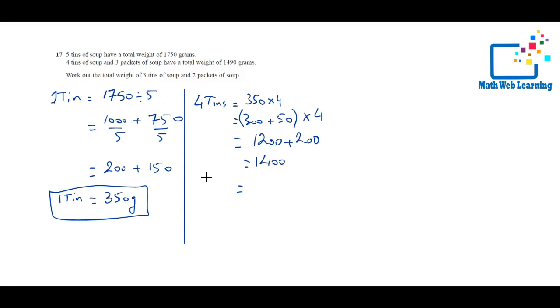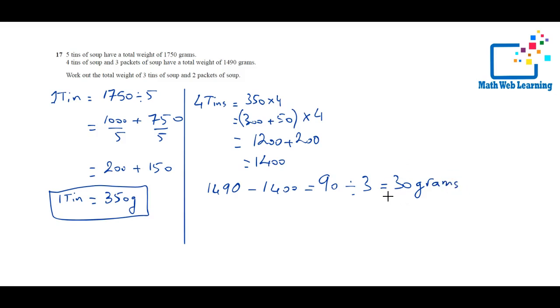Right, what do I need to do now? I need to minus that and that. So we need to do 1,490 minus 1,400. I could have done it by column method, but you can see the answer is 90 grams. So that 90 grams is the weight of 3 packets. So you divide it by 3 to get the weight of 1 packet of soup, which is 30 grams. So that is 1 soup.